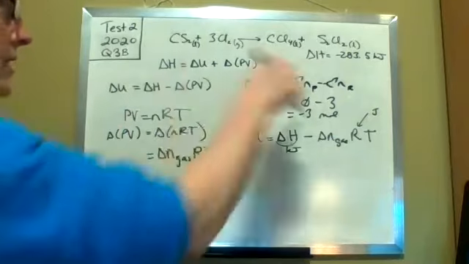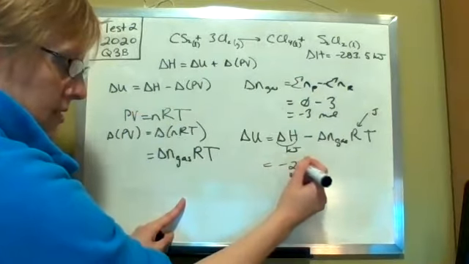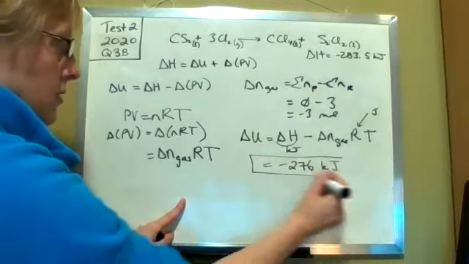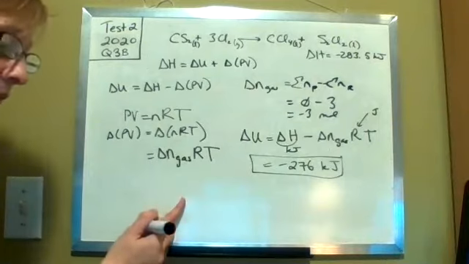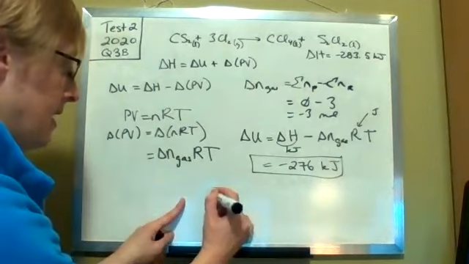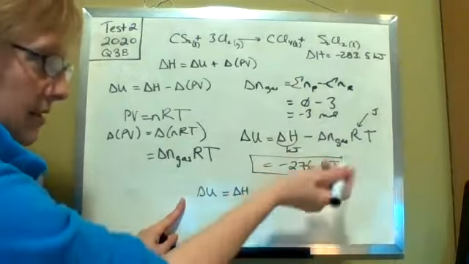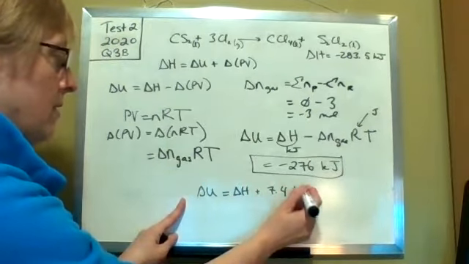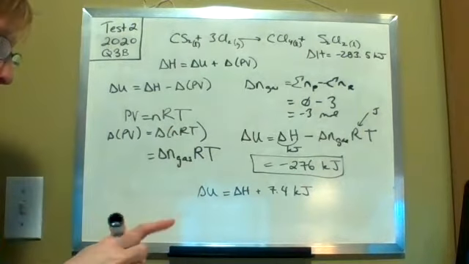Now, if you use the correct answer from part A, delta U equals minus 276 kilojoules. Now, let's say you had the wrong answer for part A. As long as you've done this all properly, your answer for delta U equals whatever you had for delta H plus 7.4 kilojoules. Okay, so that's part B.